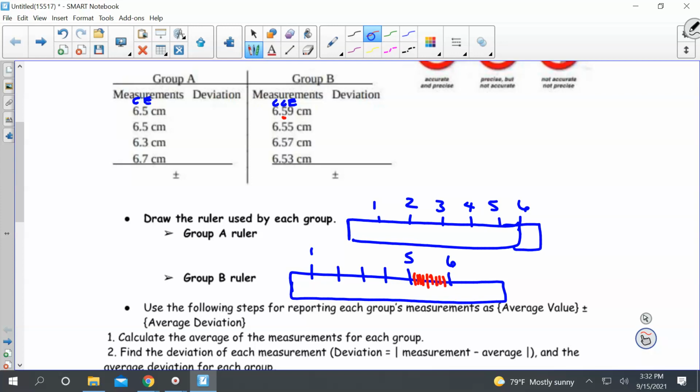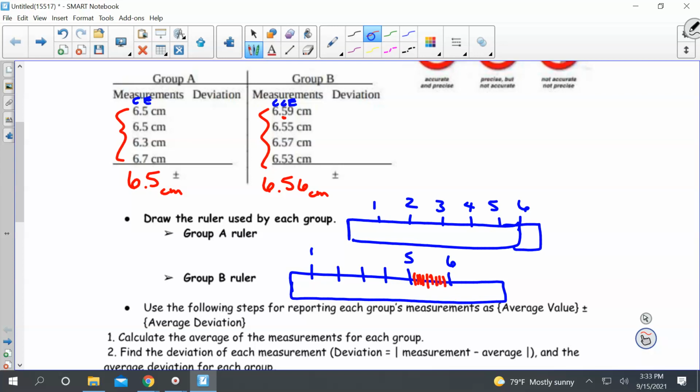Okay? So the next thing is we want to use the steps for reporting each group's measurements as an average value. So we're going to do average. We're going to add up these and report the average. I think I got 6.5 centimeters. And if I added up these and get the average, I think I got 6.56 centimeters. So that was just the average. Add them up and divide by 4 because we have 4 different measurements.